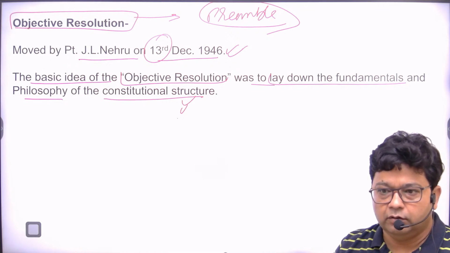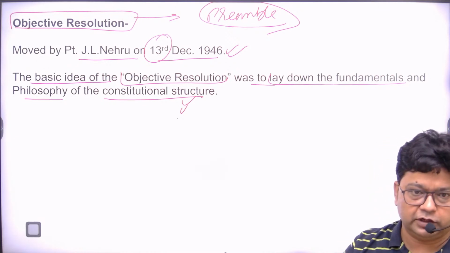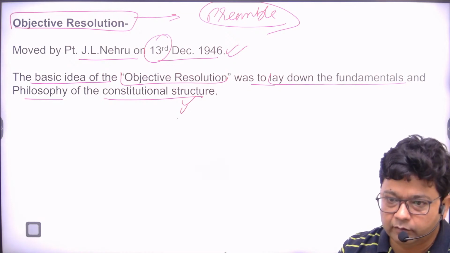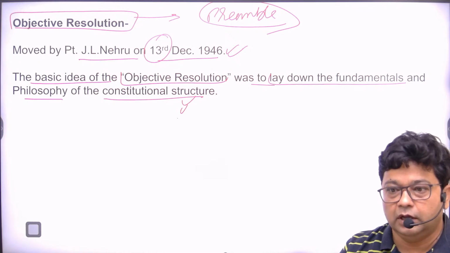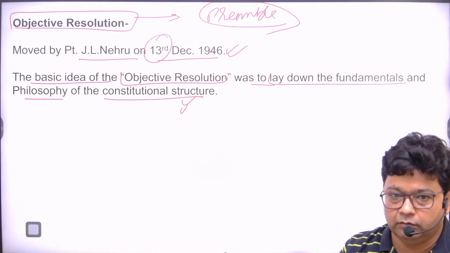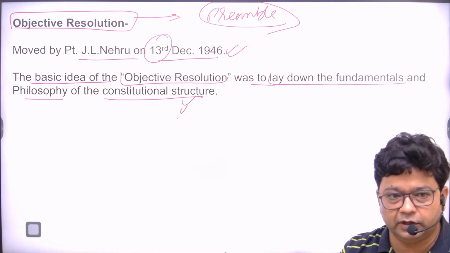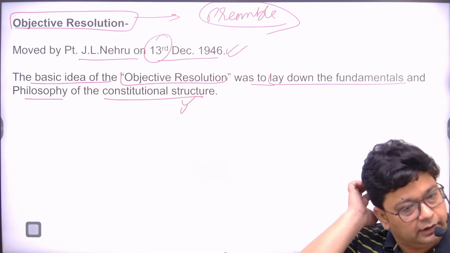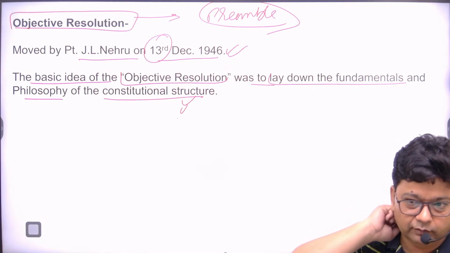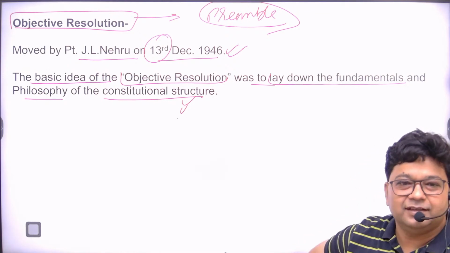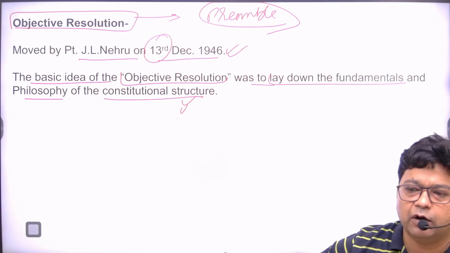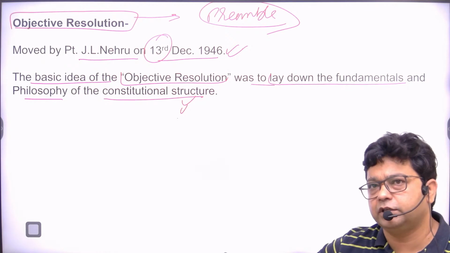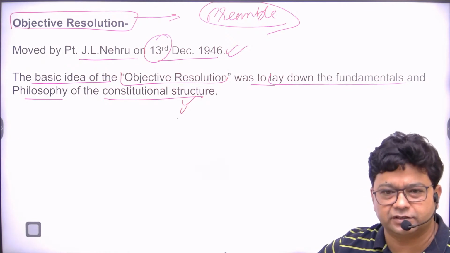Minority: Gyani Zail Singh came from the Sikh community. Minority: Dr. APJ Abdul Kalam. Gyani Zail Singh, have you heard the name? No, he was a president. You should know the names of the presidents, right? Okay? So this is how India has made more progress on its constitutional basis.